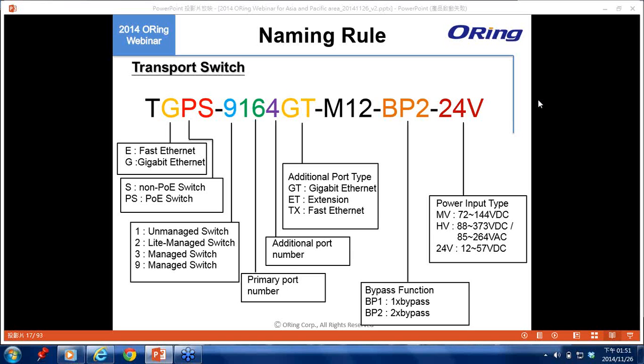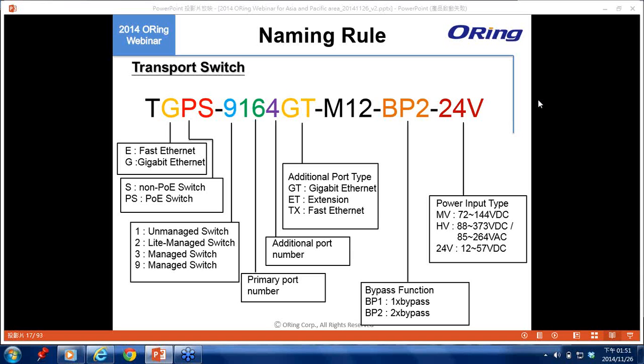the last digit will be the additional port number. So in this case, that's 4. That means we have 4 additional ports. And after the last digit, we will have another 2 letters to explain the port type of the additional ports. So in this case, we will say it's got 4 ports of non-PoE gigabit Ethernet ports.